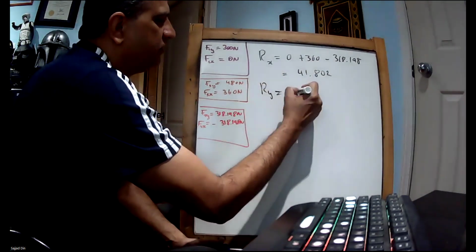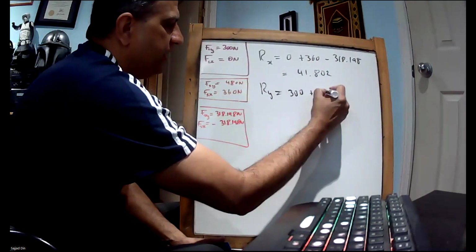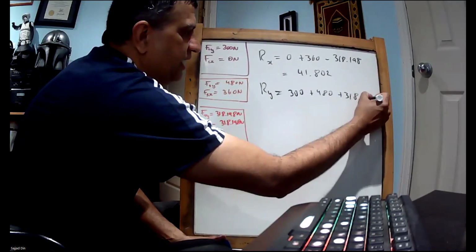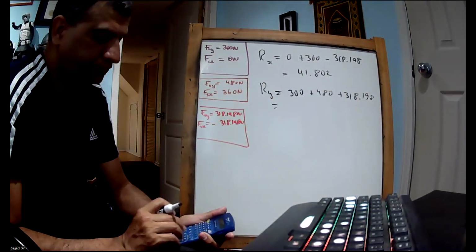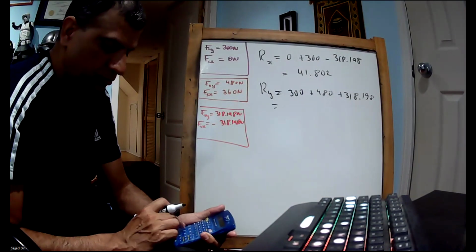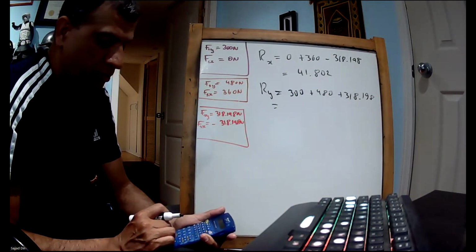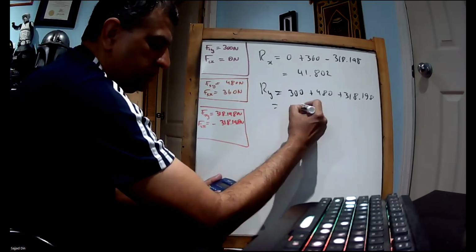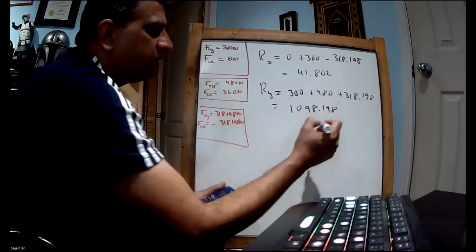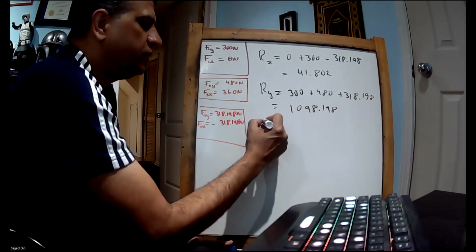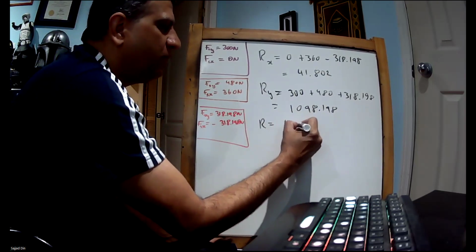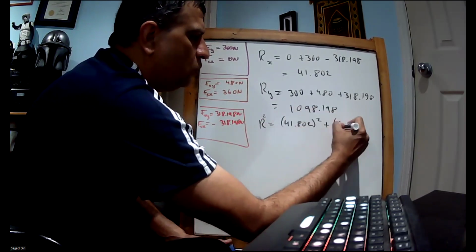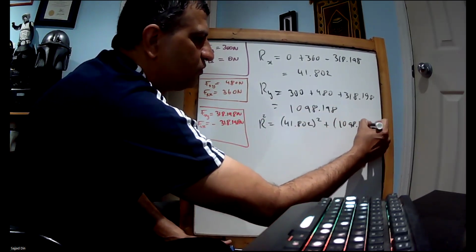Ry is equal to 300 plus 480 plus 318.198. It's 1098.198. So the magnitude R is going to be equal to the square root of 41.802 squared plus 1098.198 squared.